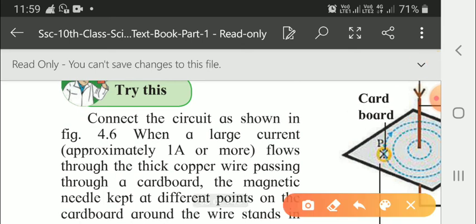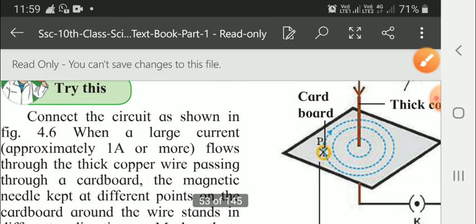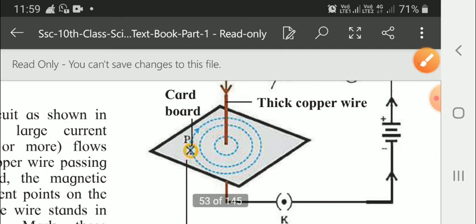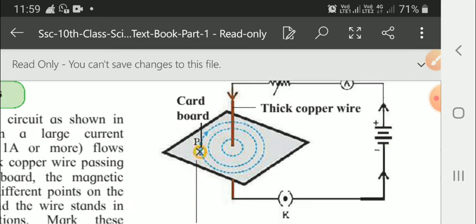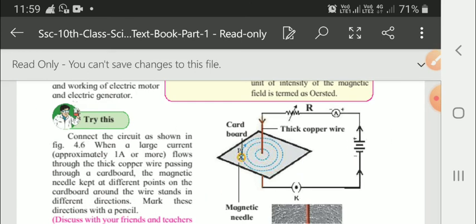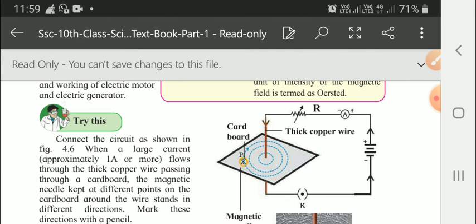The next activity is try this one. I'll explain it to you. Just see the diagram, children. This is the diagram regarding that activity. You can see here. So you have to connect the circuit which is shown in diagram 4.6.